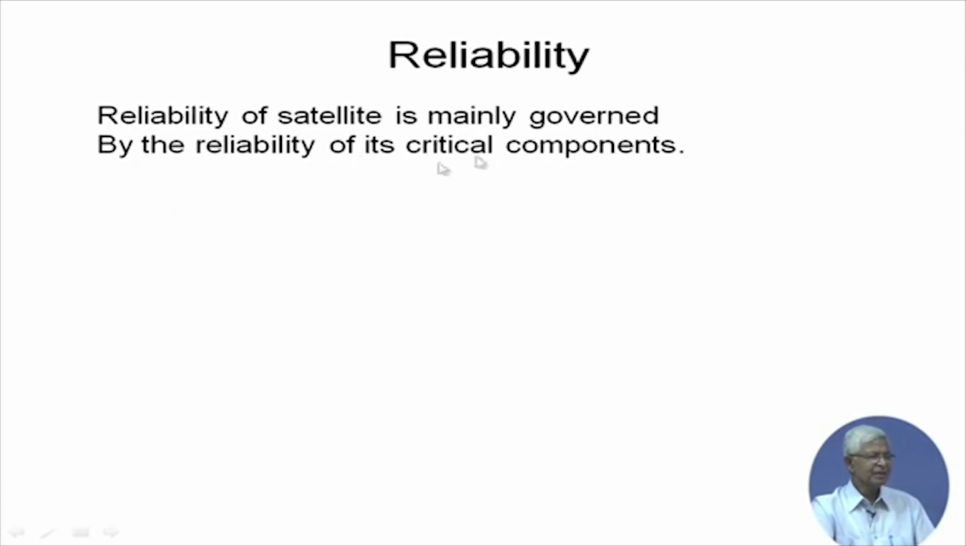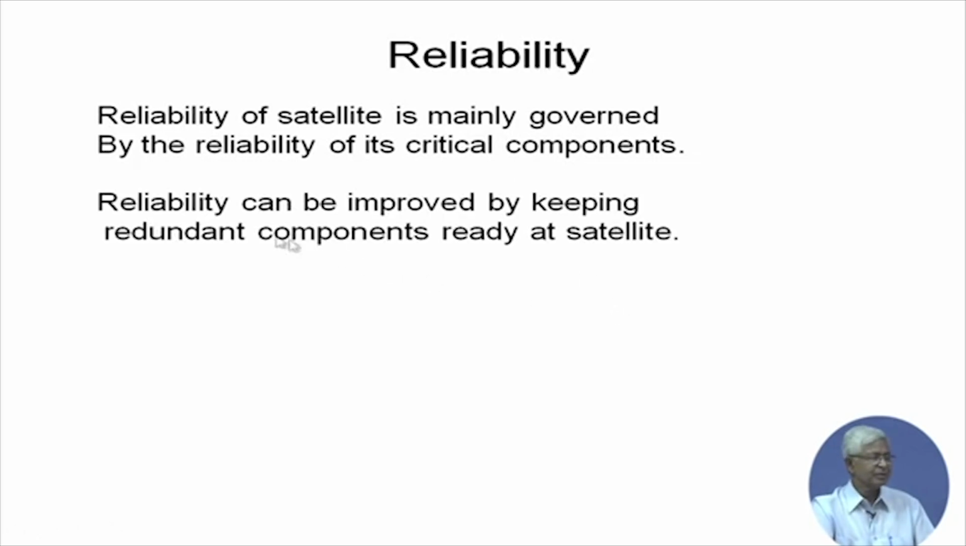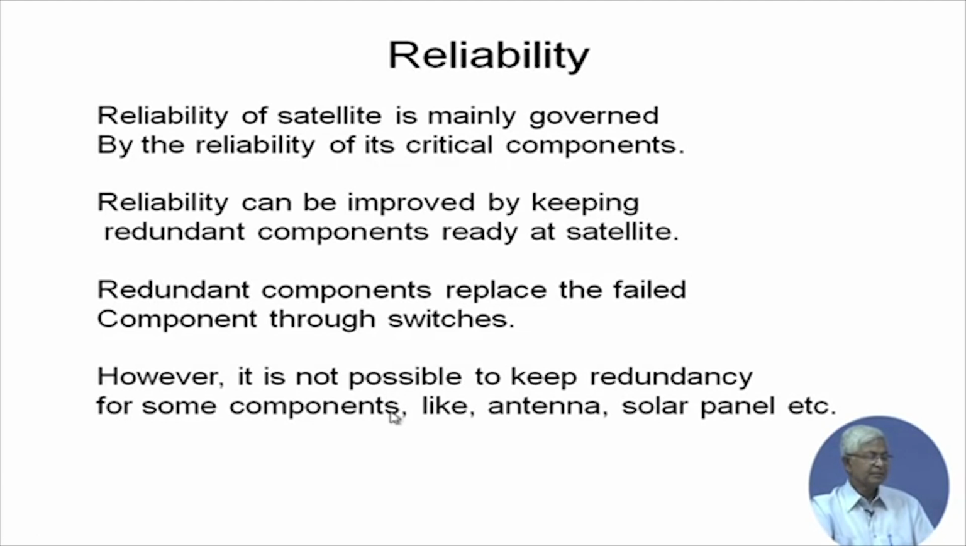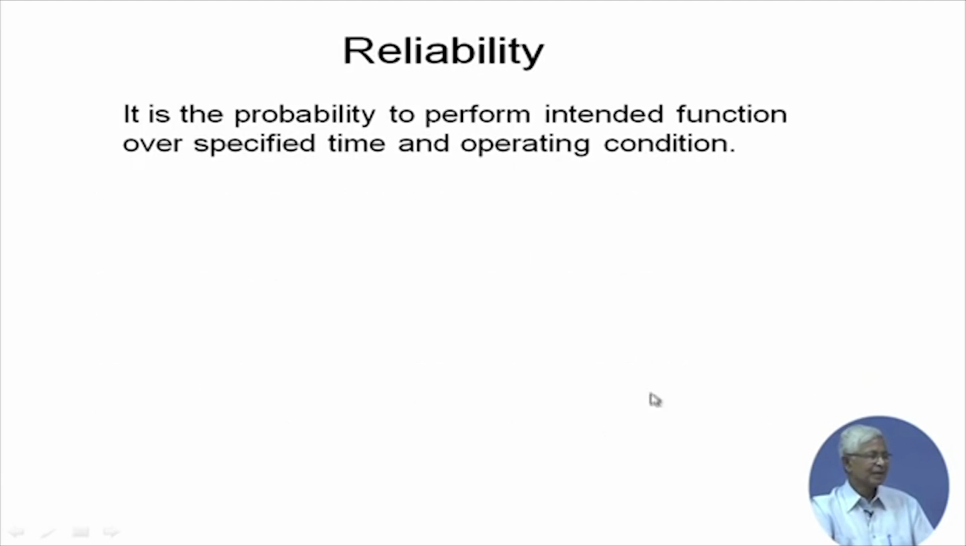Reliability of the satellite is mainly governed by the reliability of the critical components. The reliability can be improved by keeping redundant components ready at the satellite, so that you can switch. Redundant components replace the failed component through switches, so the path is changed. However, it is not always possible to keep redundancy for all the subsystems, like antenna and solar panel. These cannot have redundancy, as you would be carrying too much unnecessary weight. So, we will try to see how we do the reliability engineering.